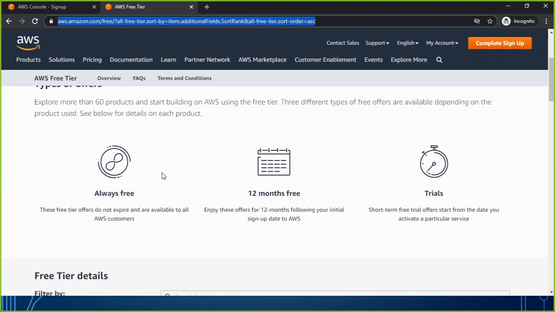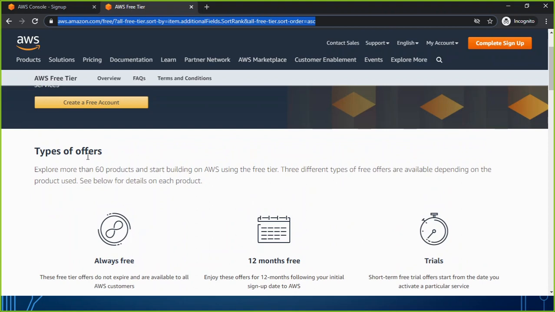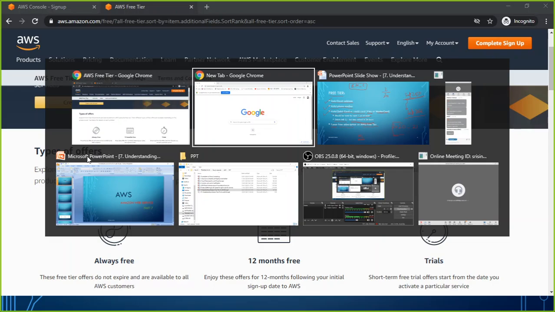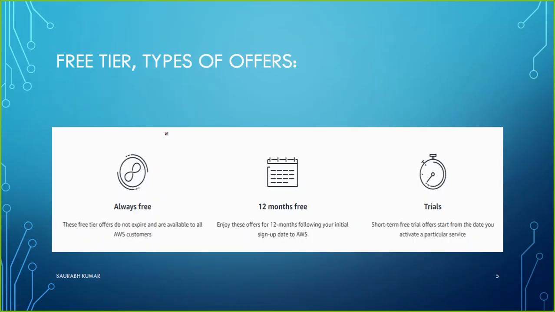Another important thing here, you see types of offer. What are the types of offer you get? That was our next slide in our presentation. So we have free tier offers. There are three types of offer. Some offers are always free. Second, there are some offers which are valid for 12 months free, and there are some offers which are for a trial. So these are the three types of offer given by AWS for the free tier user.